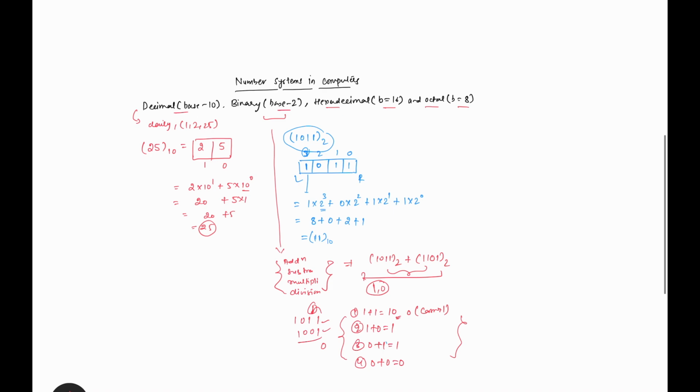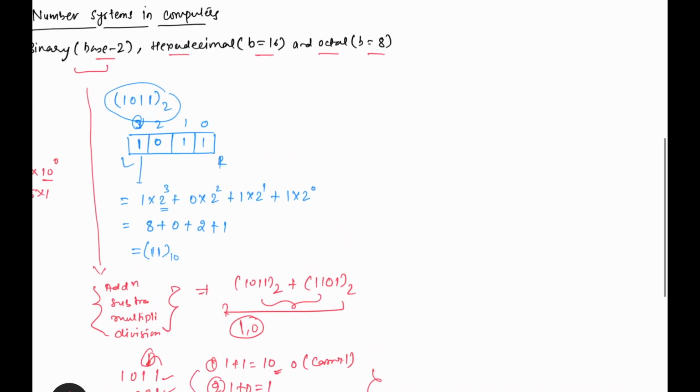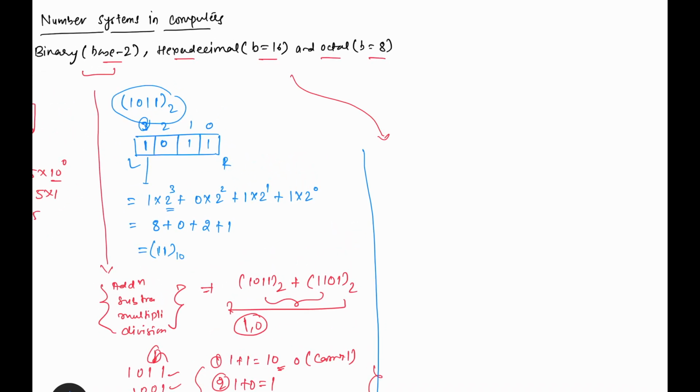Let's talk about the hexadecimal number system. When it comes to hexadecimal numbers, its base is 16. In the hexadecimal number system, we represent values from 0 to F. So 0, 1, 2, 3, 4, 5, 6, 7, 8, 9. After that we start A, B, C, D, E and F.